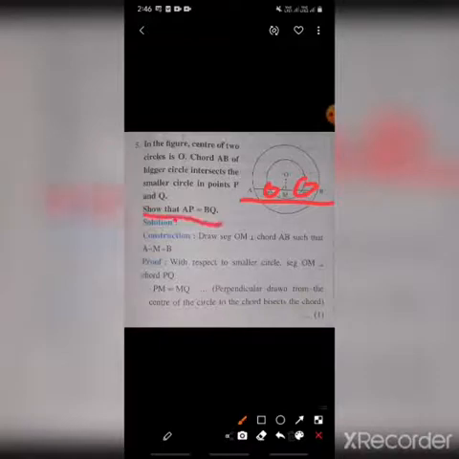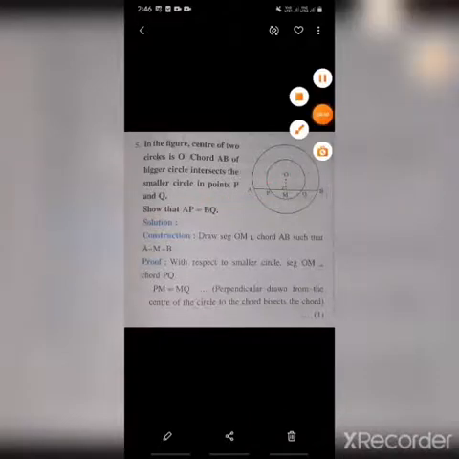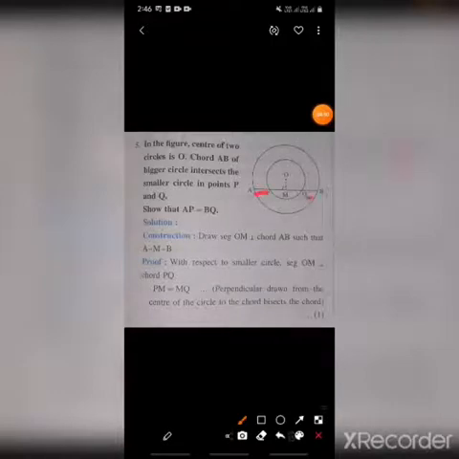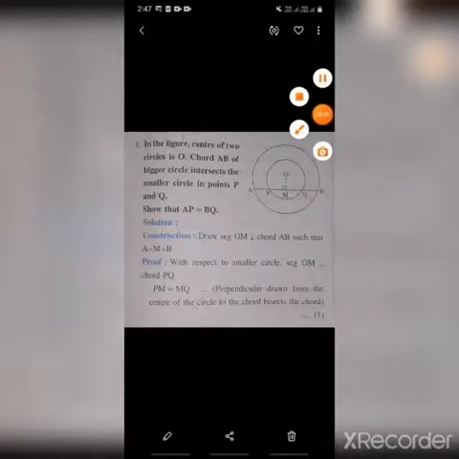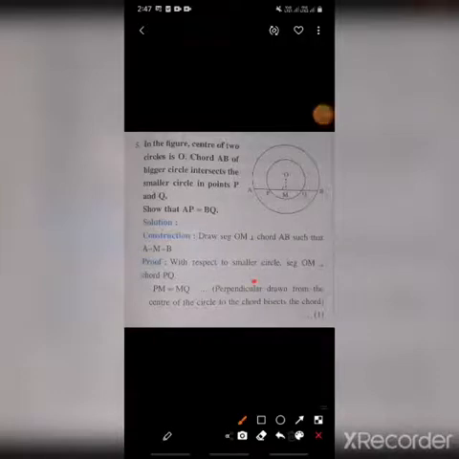Then show that AP is equal to BQ. We have to prove that AP is equal to BQ. So solution: draw segment OM perpendicular to AB. Proof: what we have to prove? We have to prove with respect to the smaller circle. This one is the smaller circle. Segment OM is perpendicular to PQ.